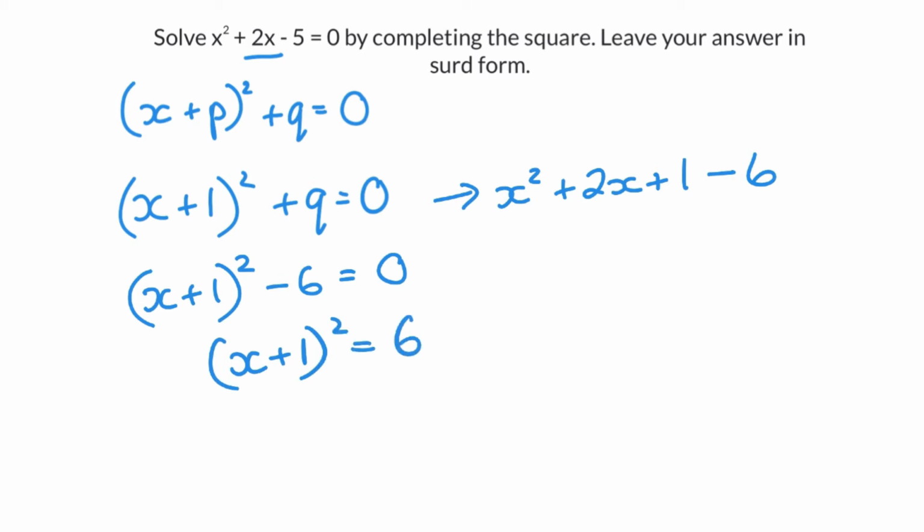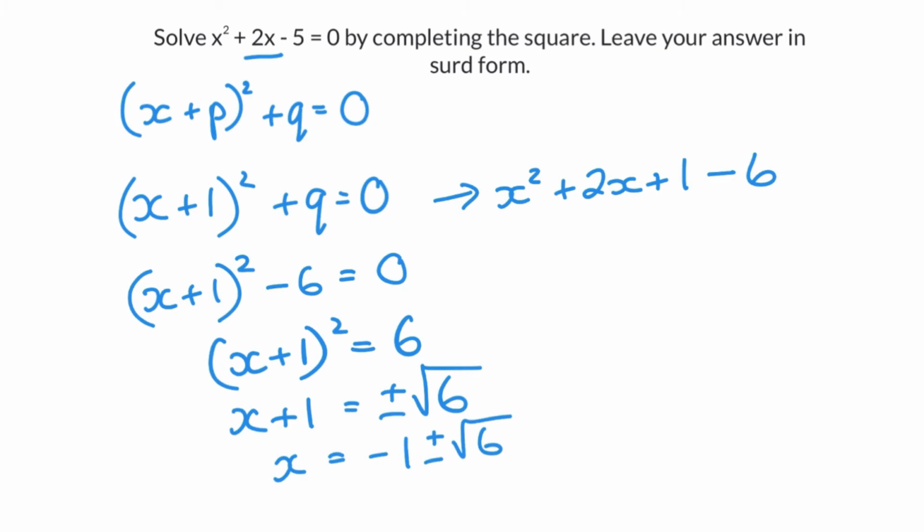We can square root both sides to give us x plus 1 is equal to plus and minus the square root of 6. And we can minus 1 to give us x is equal to minus 1 plus or minus the square root of 6. So our two answers are x is equal to minus 1 plus root 6 and x is equal to minus 1 minus root 6.